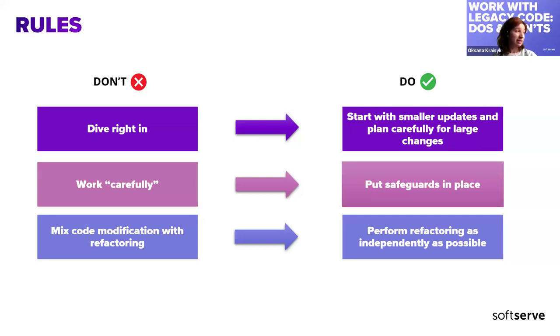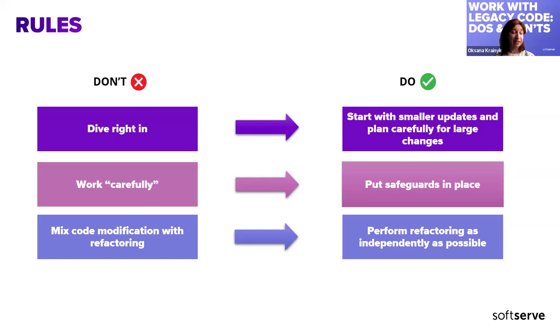The first and most important thing is that we can't just dive right in and start tearing down and rewriting all the functionality we encounter, even if we really want to do so. Unfortunately, in real life scenarios, it doesn't really work. What we should do instead is implement smaller, safer changes as we go, but we should plan very carefully for changes that are even medium scale, to say nothing of large scale changes.